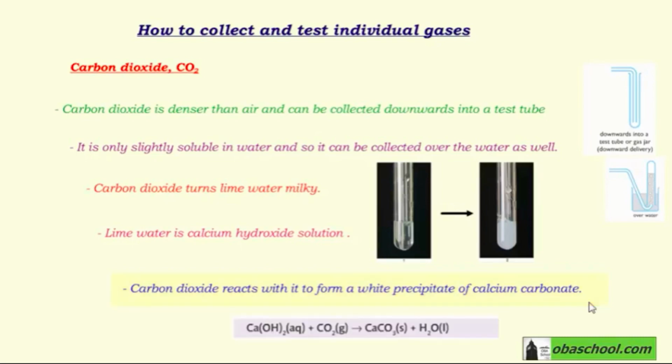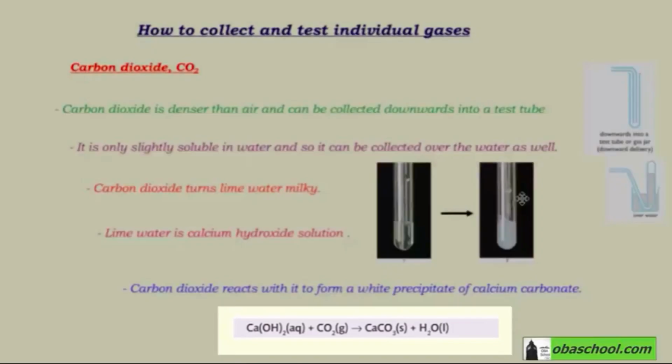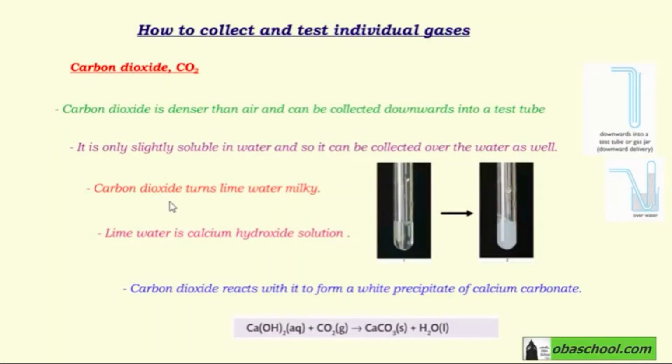So this is the equation that we have. Calcium hydroxide plus carbon dioxide react to give calcium carbonate plus water. So carbon dioxide turns lime water milky. Also, it is denser than air. It can be collected either downwards or above water. And the precipitate formed at the end is calcium carbonate.